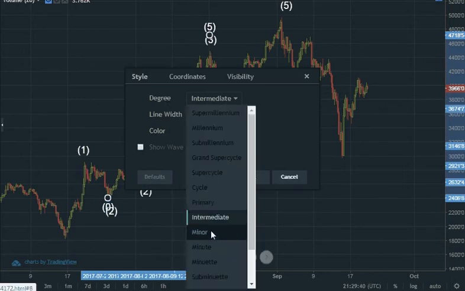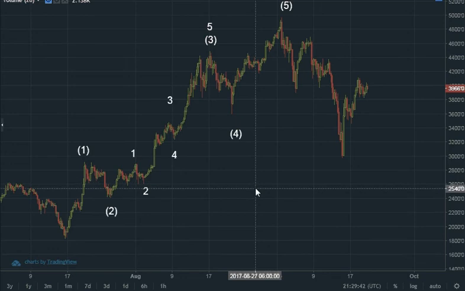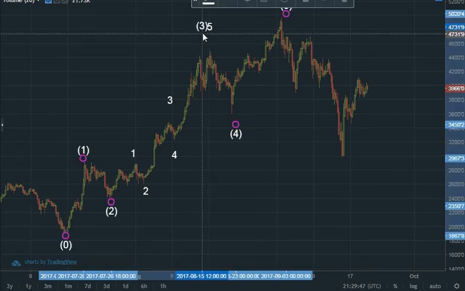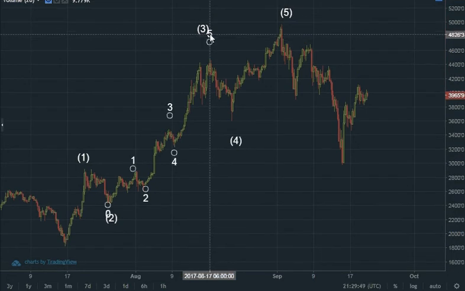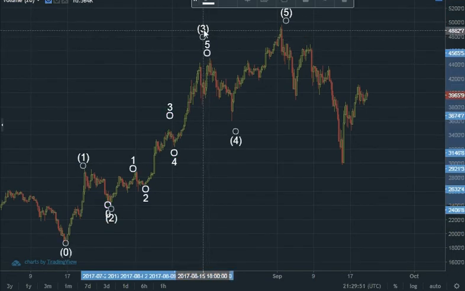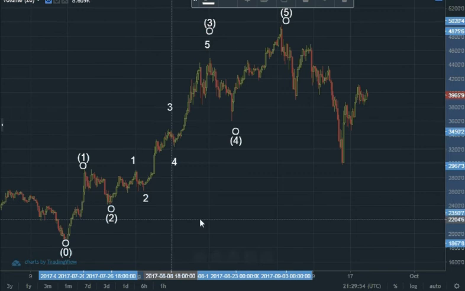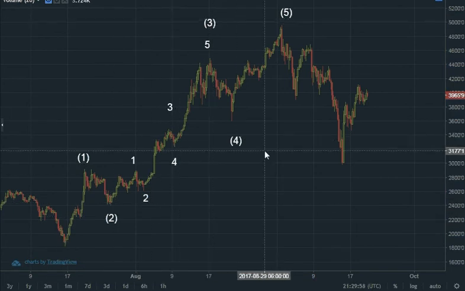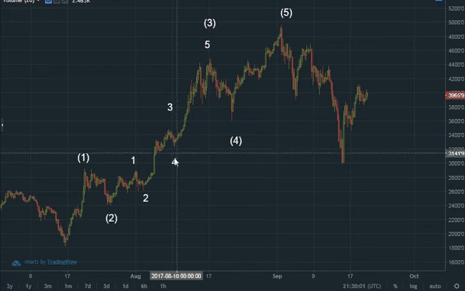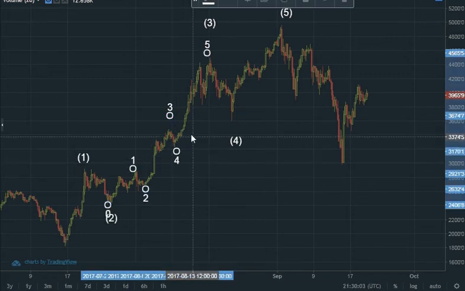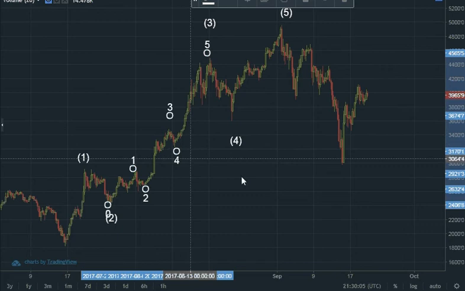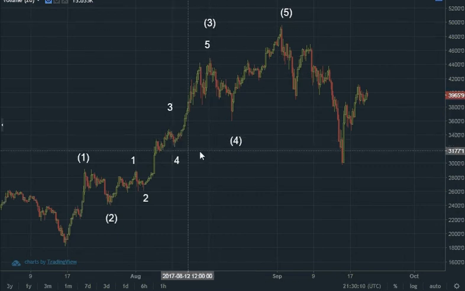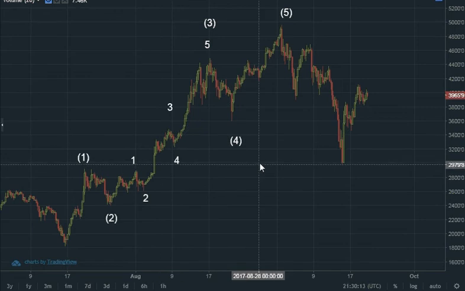Well, I'm going to make this at a lower scale. There you go. So these 1, 2, 3, 4, 5 without the parentheses are the subwaves of wave 3 with the parentheses. And this wave 4 here is the range of wave 4, meaning the wave 4 of the parentheses will usually retrace to that range.